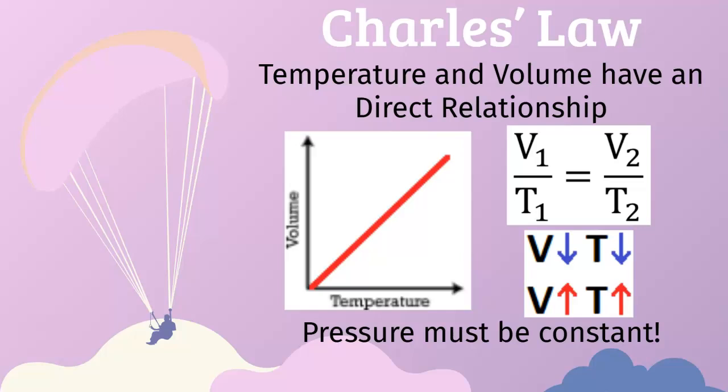Charles's law states that temperature and volume have a direct relationship. That means as volume goes down, temperature goes down. As volume goes up, temperature goes up. And if we look at the graph, now we have a positive line or a positive slope. The formula for Charles's law is V1 over T1 equals V2 over T2. And in order for Charles's law to be true, pressure must be constant.